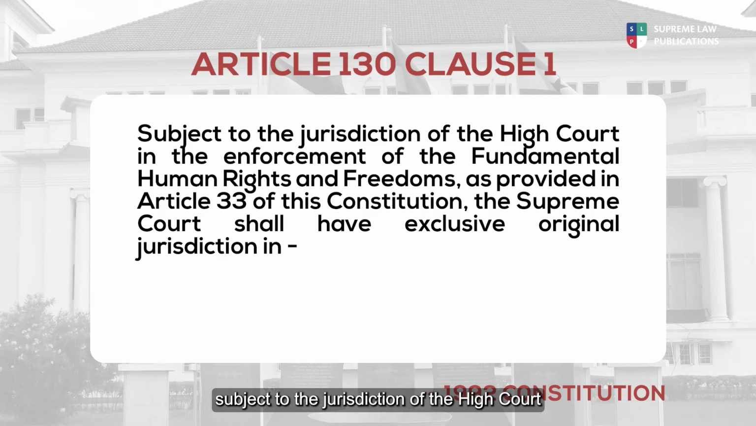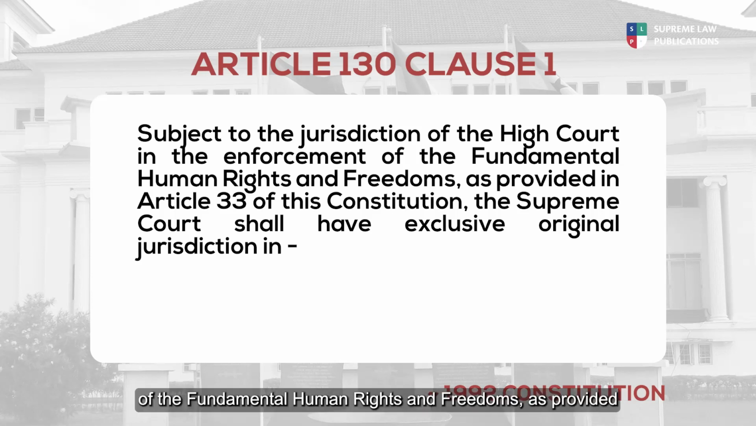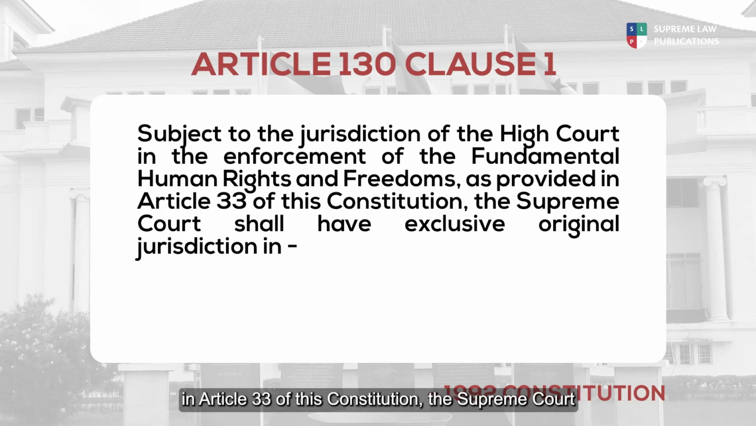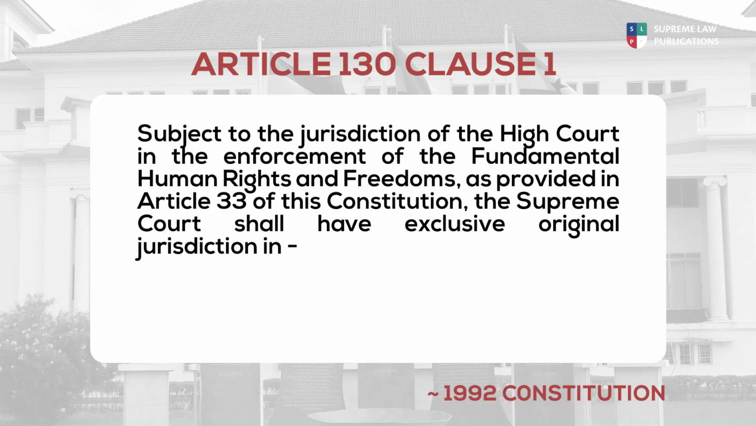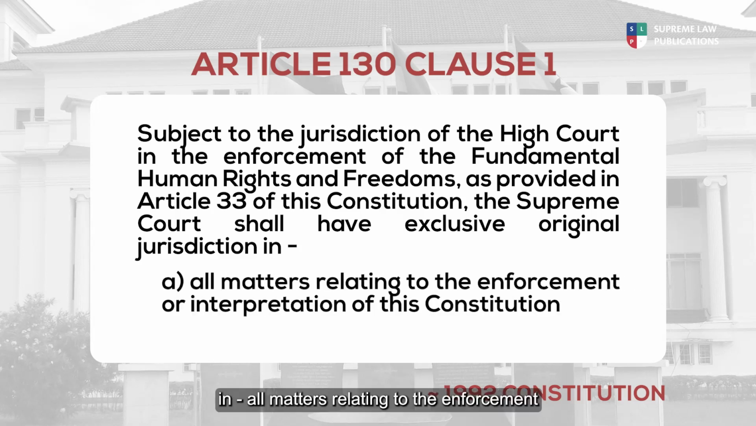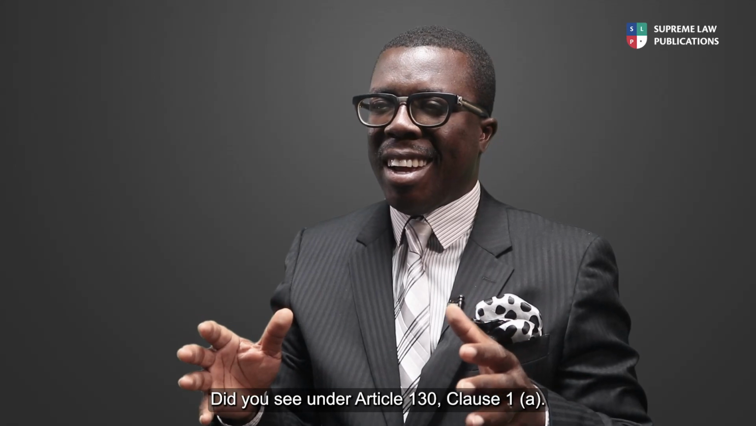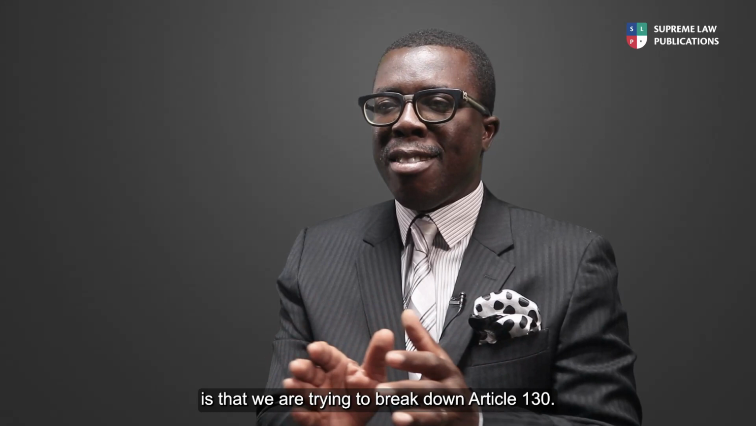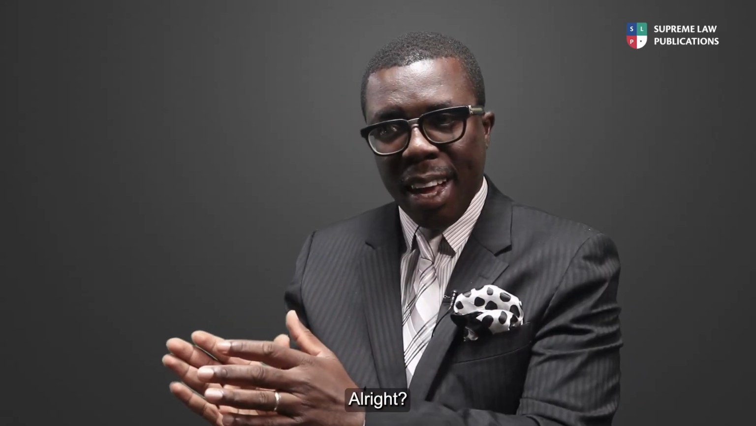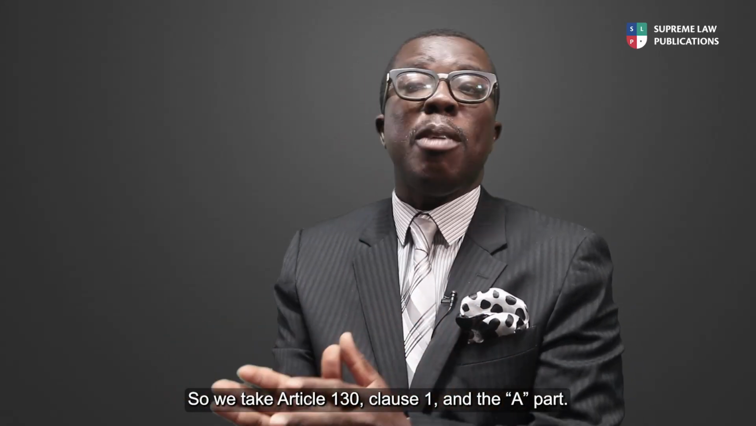Subject to the jurisdiction of the High Court in the enforcement of the fundamental human rights and freedoms, as provided in Article 33 of this Constitution, the Supreme Court shall have exclusive original jurisdiction in A, all matters relating to the enforcement or interpretation of this Constitution. Did you see under Article 130, Clause 1A? Now, what I'm trying to do here is that we are trying to break down Article 130, all right? So we take Article 130, Clause 1 and the A part.